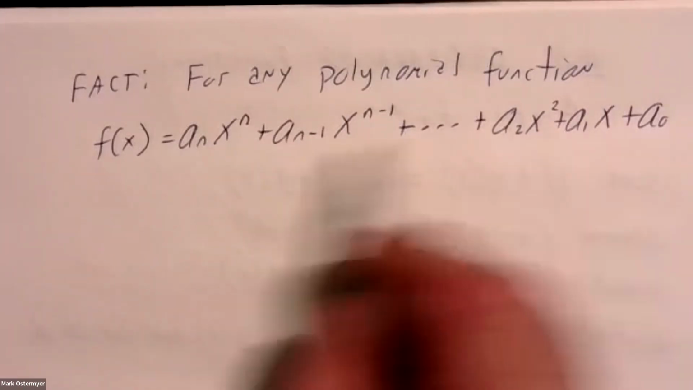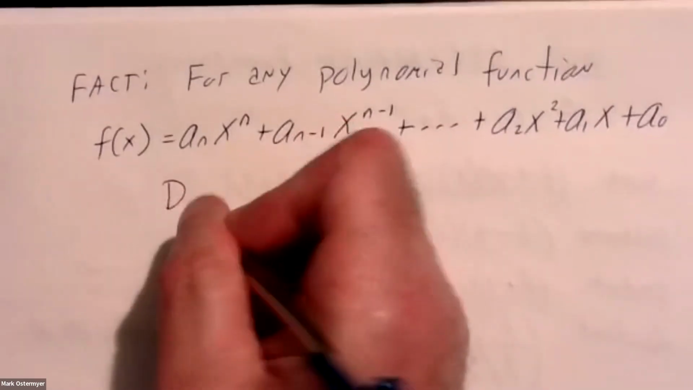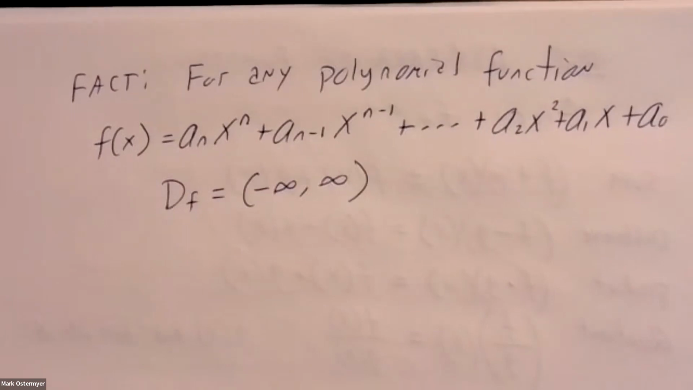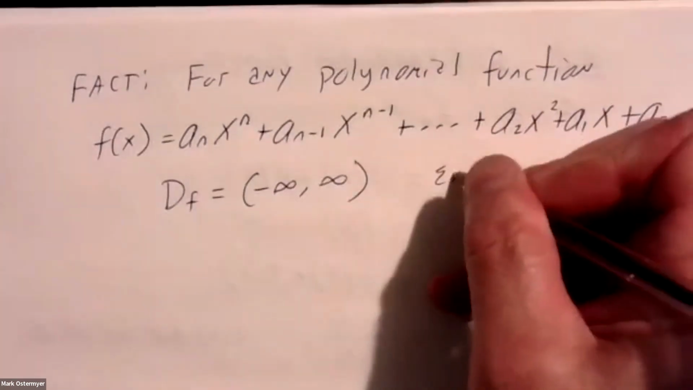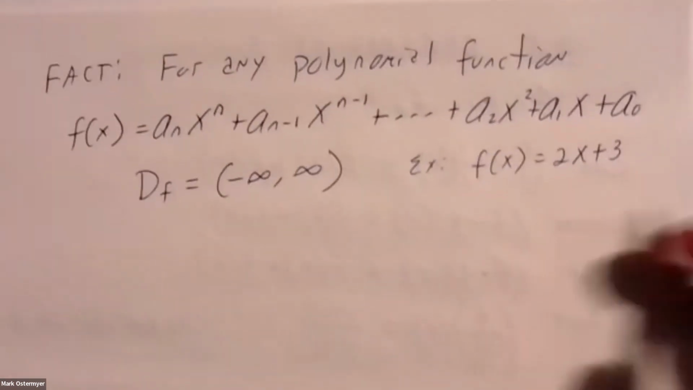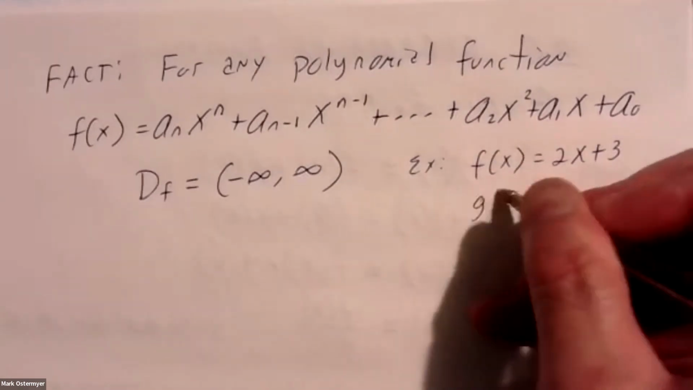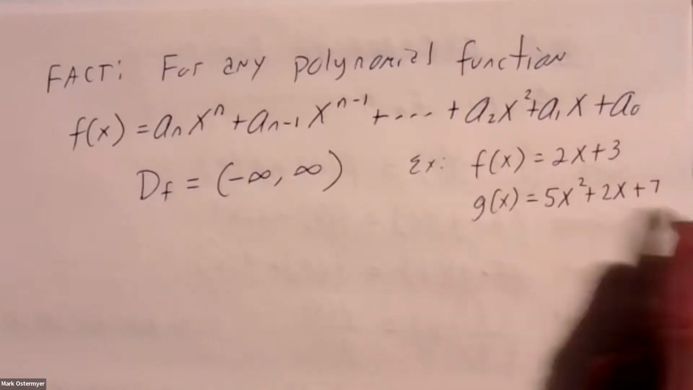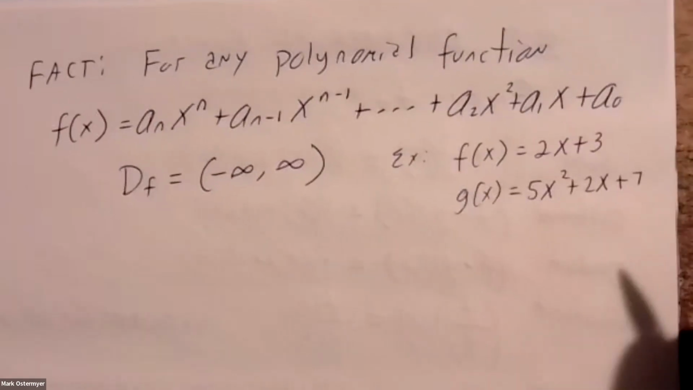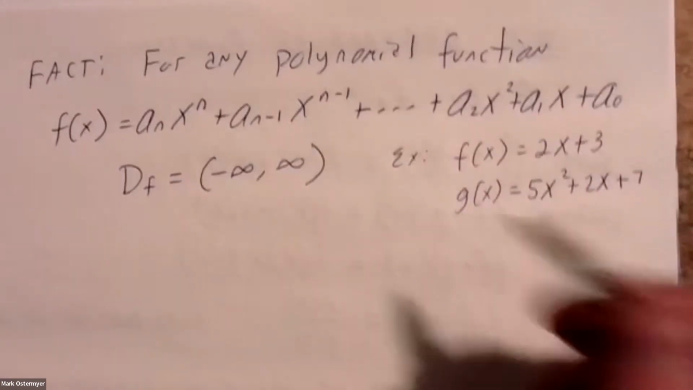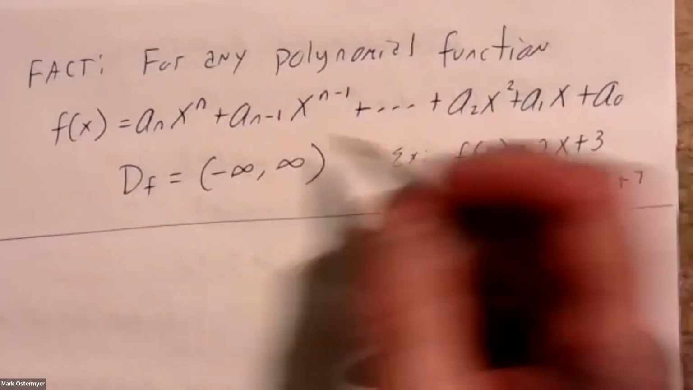Any function that looks like this is called a polynomial function. It's a well-known fact that the domain is always the set of all real numbers. So given any polynomial function, its domain is always all real numbers. Some examples: 2x plus 3 is a linear polynomial function, and its domain is all real numbers. Here is a quadratic polynomial function, and its domain is also all real numbers. It doesn't matter what degree your polynomial function is; as long as it's a polynomial function, the domain is all real numbers. That's always true.